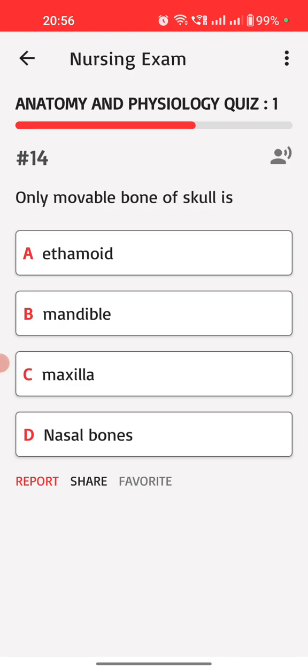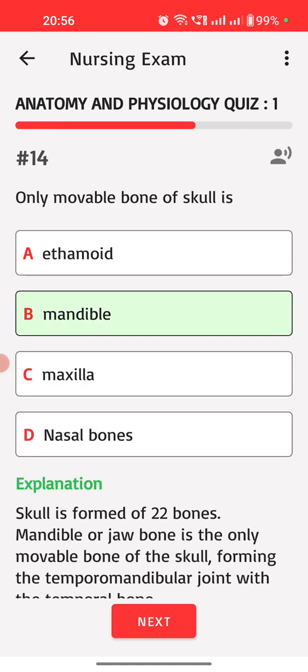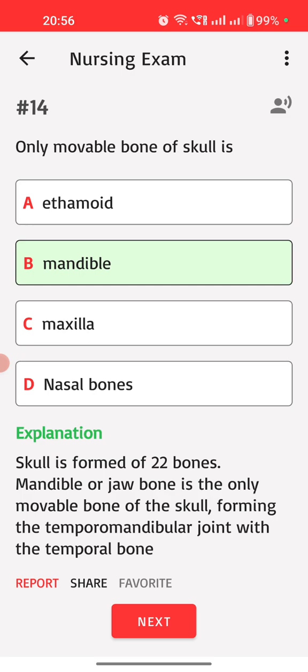Only movable bone of skull is. A. Ethmoid. B. Mandible. C. Correct answer. Skull is formed of 22 bones. Mandible or jaw bone is the only movable bone of the skull, forming the temporomandibular joint with the temporal bone.